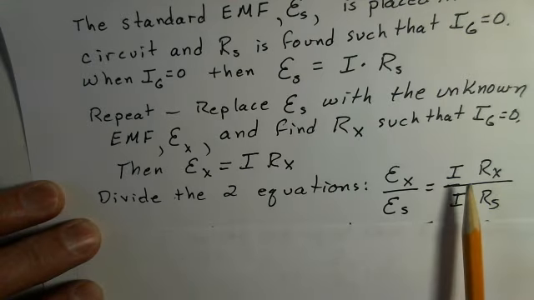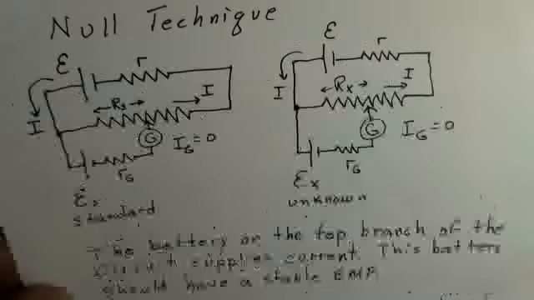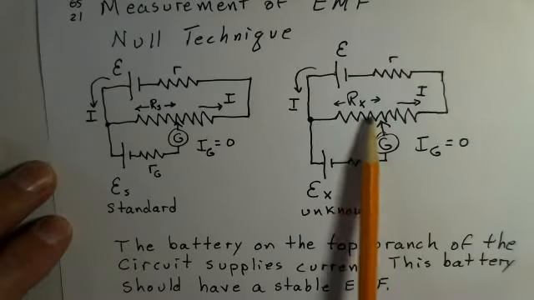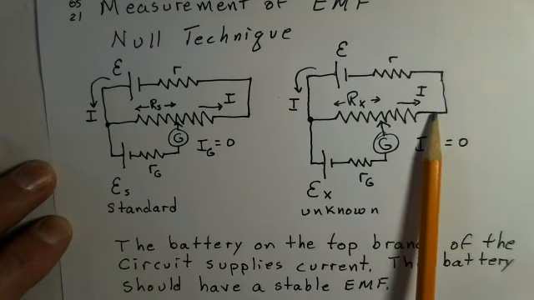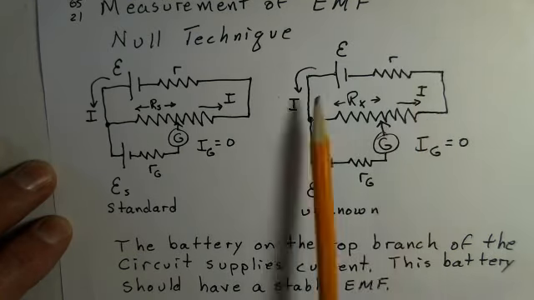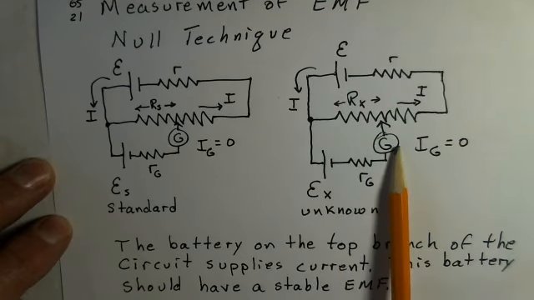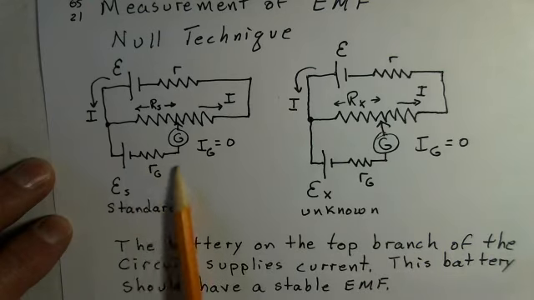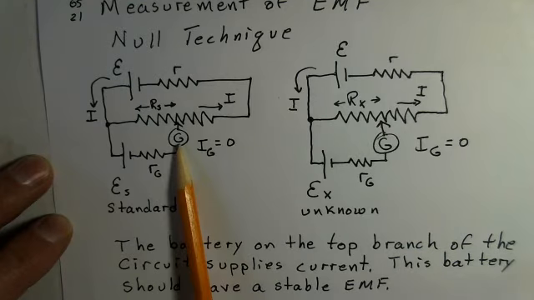Why is there no x or s on the currents? Now if I bring it back to the drawing here, the current going through this potentiometer depends on the resistance of the potentiometer and the internal resistance of the top power supply or battery. It does not depend on anything down here. There's no current in this branch of the circuit, either for the unknown or for the standard cell. We do a null technique where this current is 0.